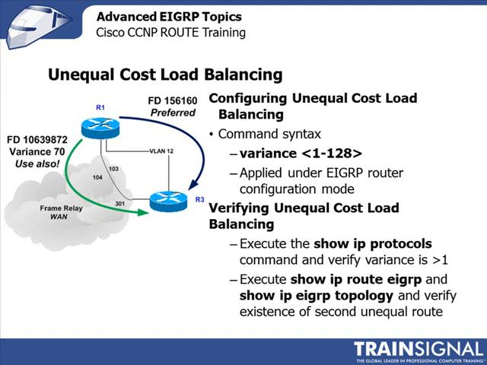You can also do show IP route EIGRP and show IP EIGRP topology and verify the existence of the second unequal route. The show IP route is going to be the most definitive because you can actually see where it's listed in the routing table, the prefix, then both the routes with the unequal metrics that allows that to be used actively as part of the EIGRP topology.